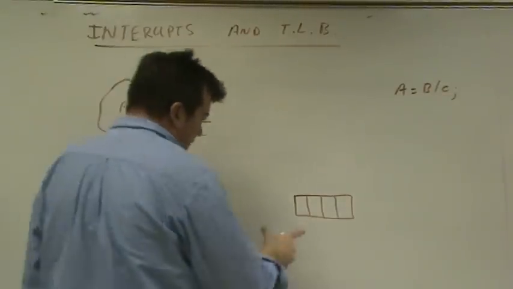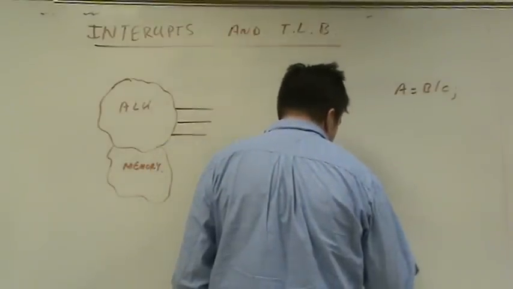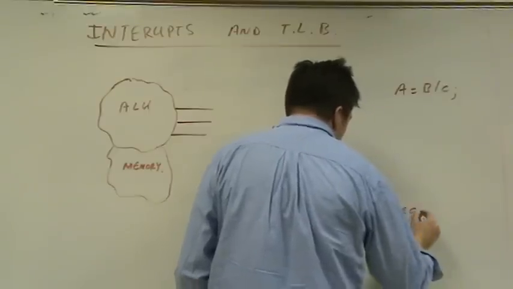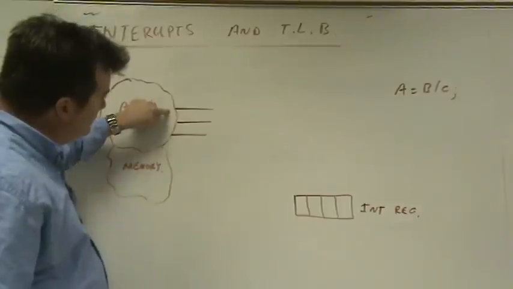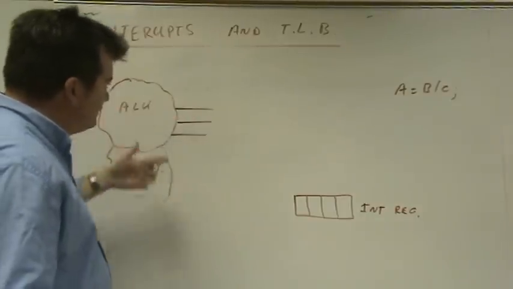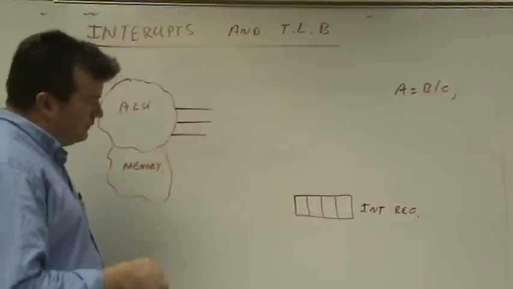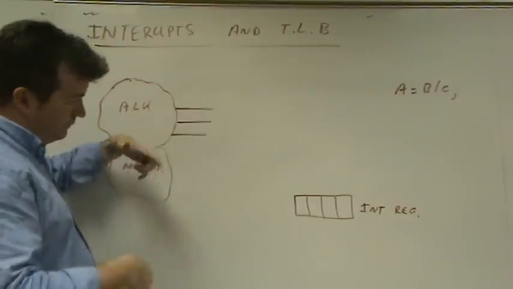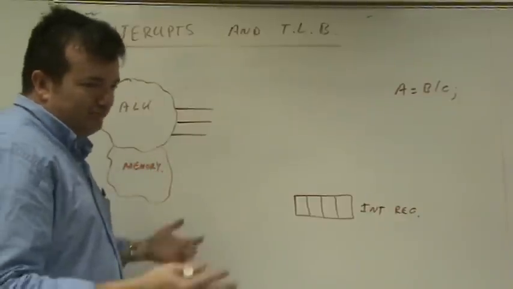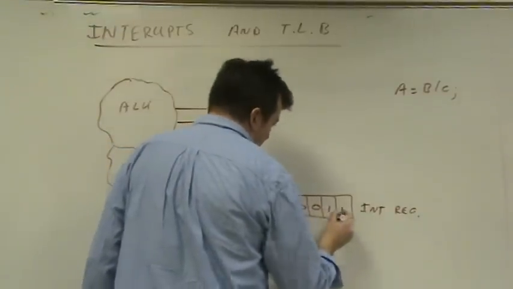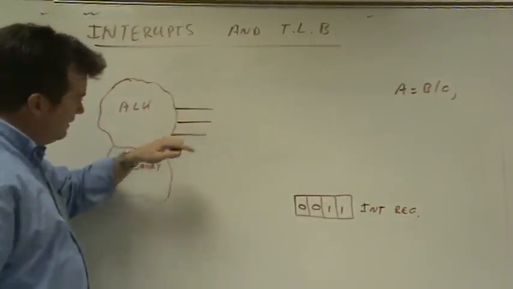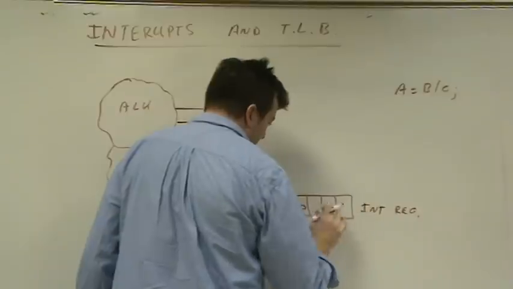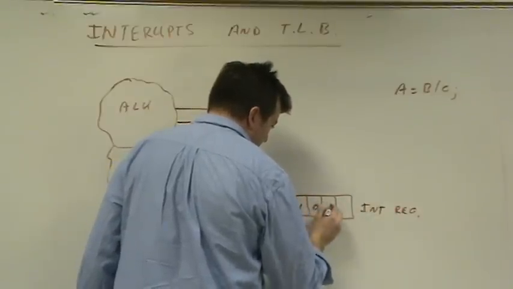What we'd like to be able to do, if this is our interrupt register, let's say this line turns on, maybe we'd like to store a number. Maybe as we designed our chip, we decided mathematical overflows are a 3. Wait, 0, 0, 1, 1. And maybe a divide by 0 is an 8. So if we detect the divide by 0, it'd be nice if we could put an 8 in here.